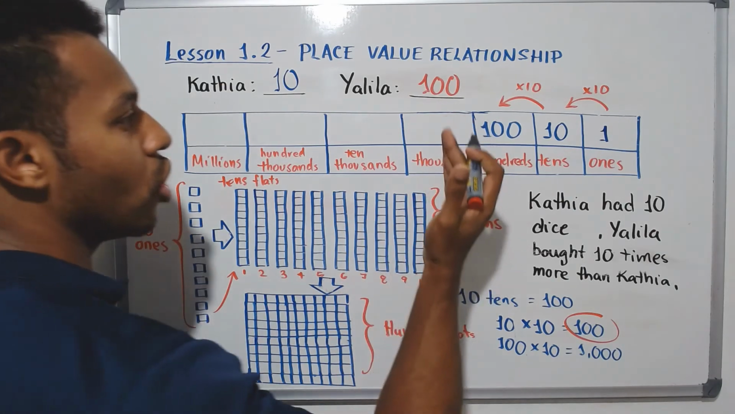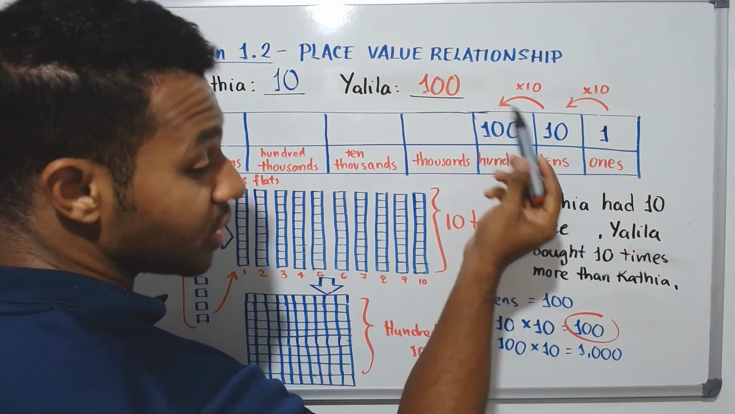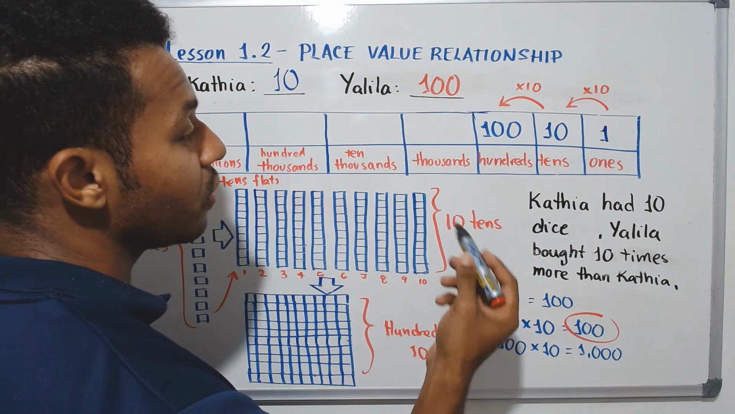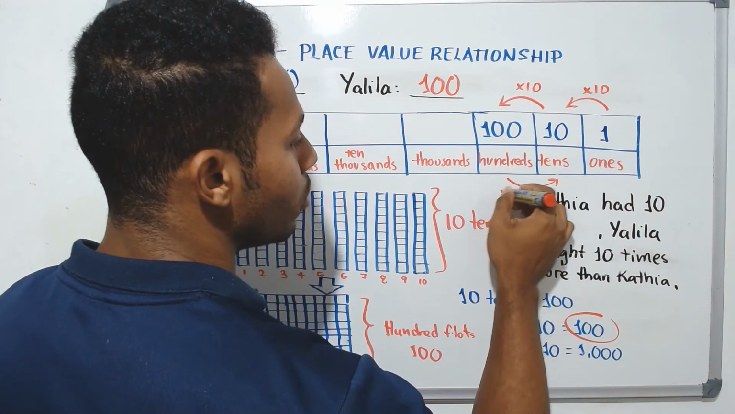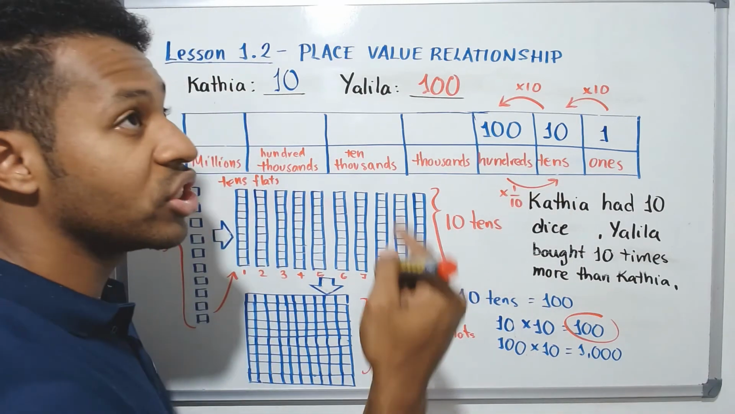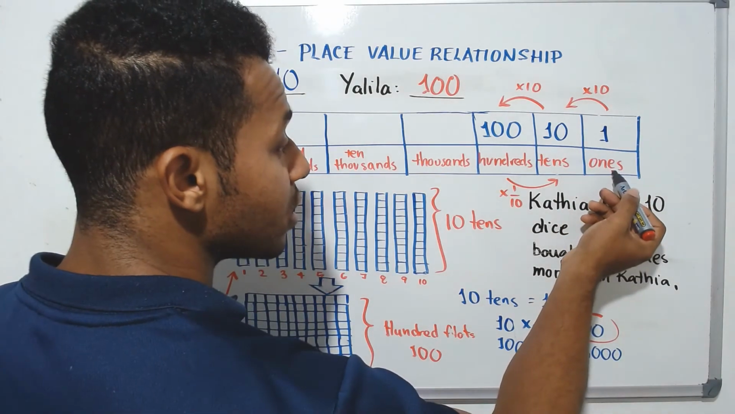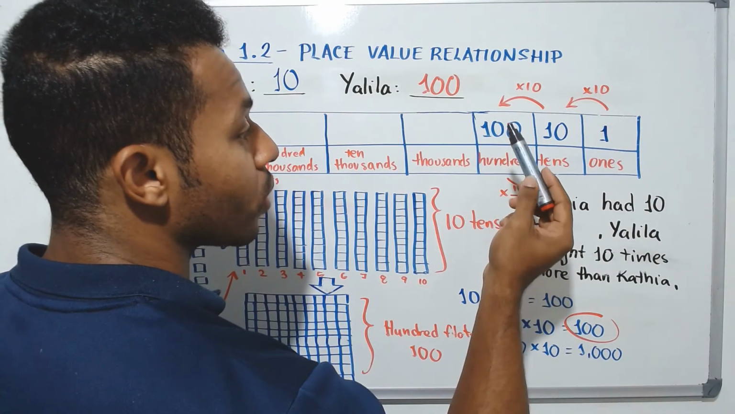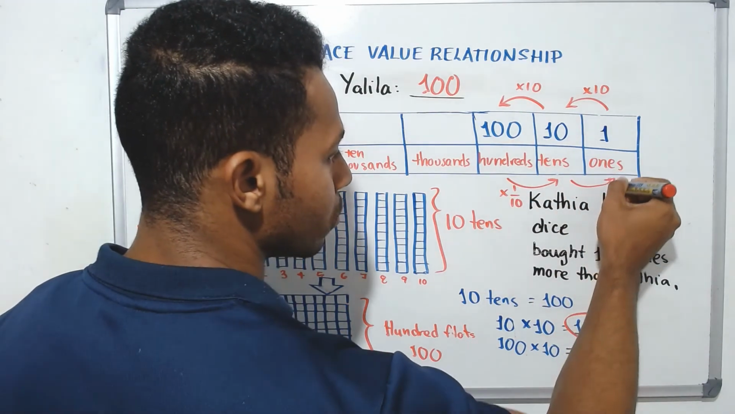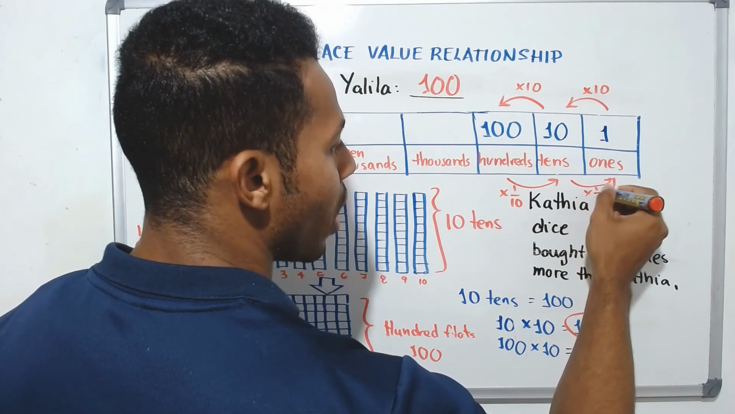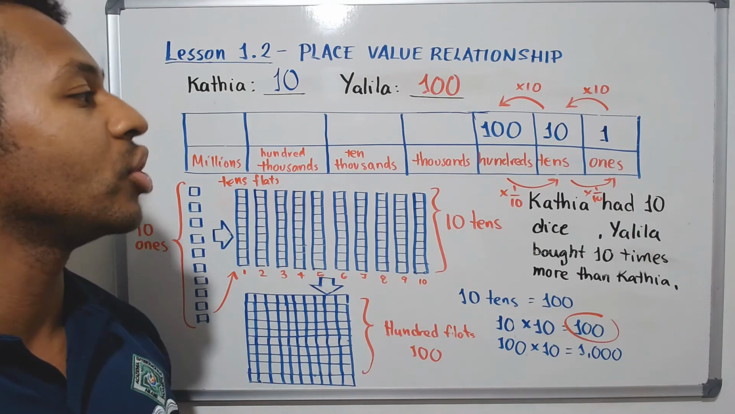But what about if we go to the right side? 1/10 of 100 is 10. And 1 one is 1/10 of a ten. So we multiply by 1/10. So this is the relationship here in the chart.